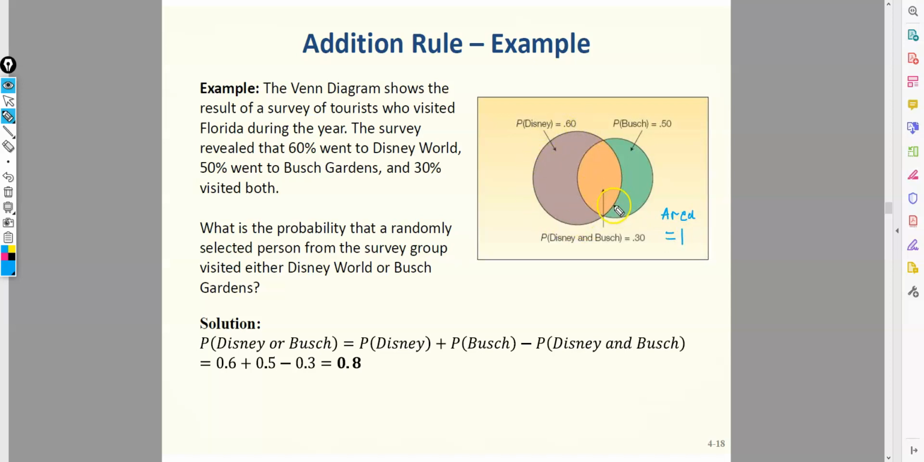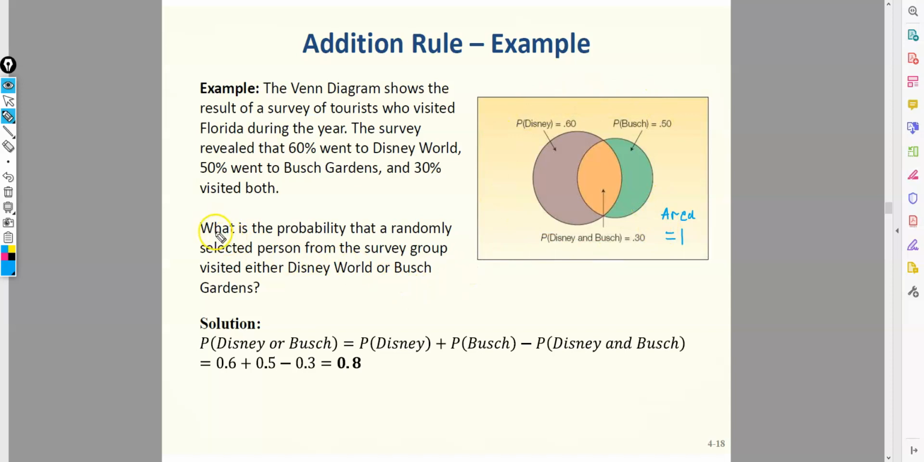And the area of each circle represents a probability. So the area of this circle is 0.6, representing the probability that a randomly selected person went to Disney. The area of this circle is 0.5, representing the probability of the person having gone to Busch Gardens. And the intersection is 0.3. The area of the intersecting region is 0.3, and that represents the probability that a randomly selected person visited both Disney and Busch Gardens. So that's how you read a Venn diagram.